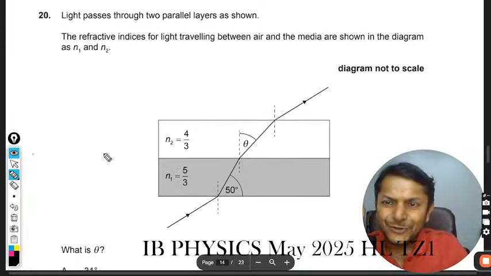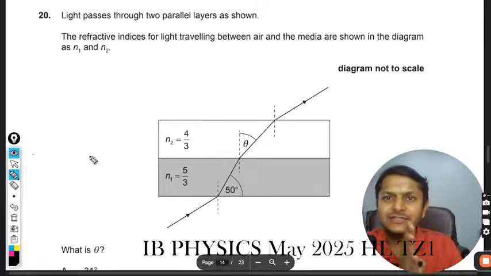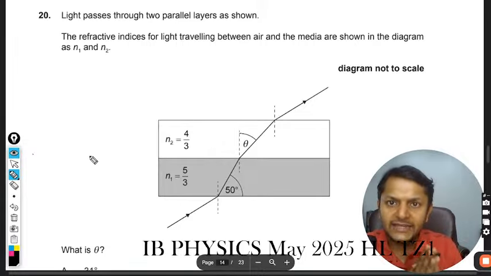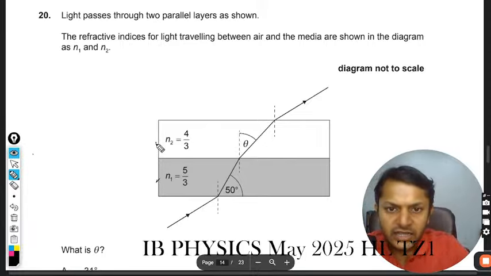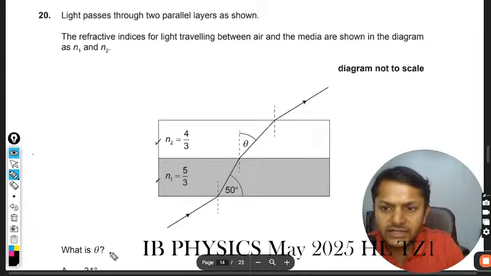Okay, dear student, let's go for this question. Light passes through two parallel layers as shown. The refractive indices for the light traveling between the air and the media are shown in the diagram as N1 and N2. So the refractive indices are given here. The angle is 50 degrees. What is theta? So you have to find this angle.